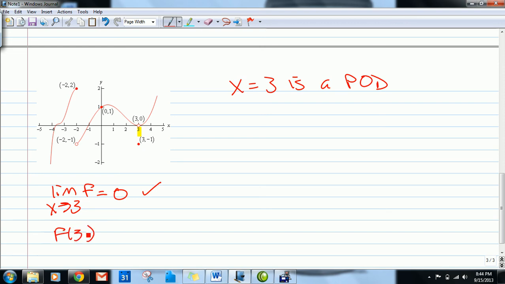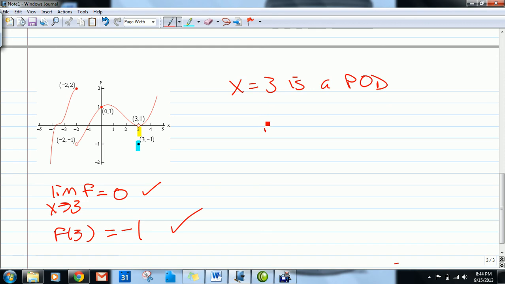Also, I'm going to look at the function at 3. So here's my around behavior, limit as x is going to 3. How about at 3? Well, f of 3 is -1. So f of 3 exists. So at 3 I have existence. Around 3 I have a limit. But what's the problem here? Yeah, that's right. They're not equal.